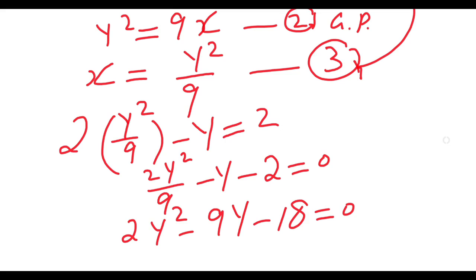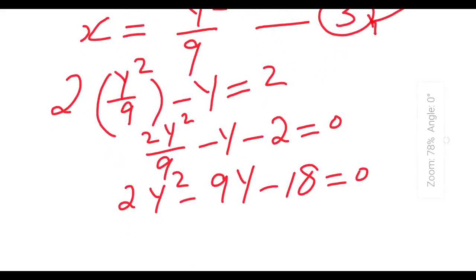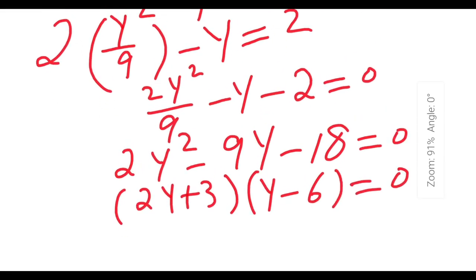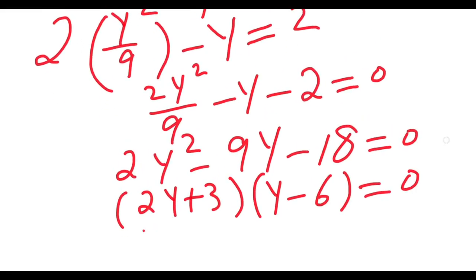Now I'm going to factor the quadratic equation. If you can't factorize, you can use the quadratic formula as well. So (2y plus 3)(y minus 6) is equal to 0. I factorized. So this gives two possible values for y. So first, y is equal to negative 3 over 2, or second, y is equal to positive 6.